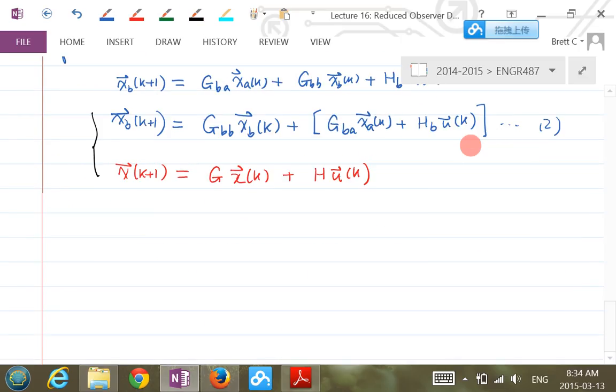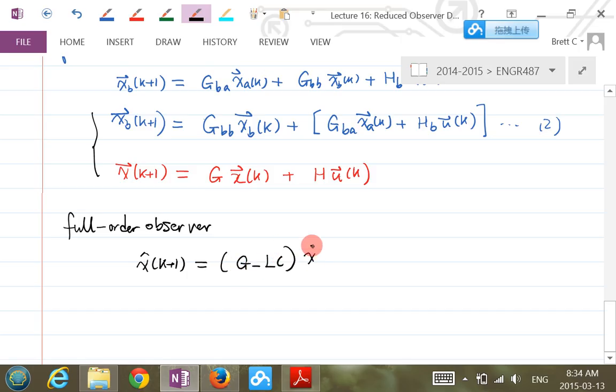So what is the full order observer? The full order observer is x hat k plus 1 equal to g minus lc x hat k plus h u of k plus l y of k. That's the full order observer that we designed in a previous lecture.